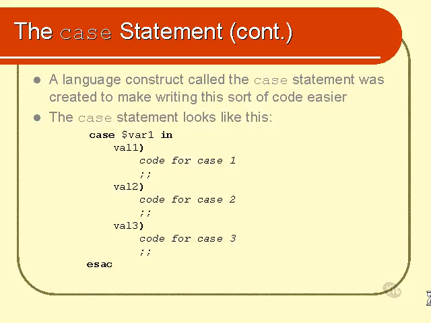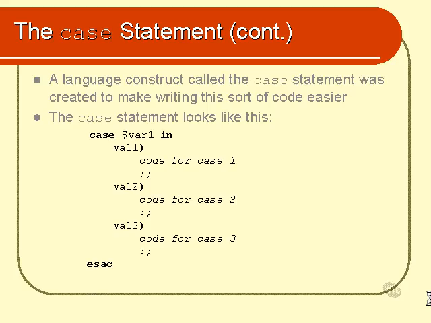We take our variable that we wish to compare to a bunch of values, and we put it in between the words case and in. And then for each of the different values that we want to compare it to, we put them on a line by themselves, and we put a round bracket after each option that we're comparing to. Then we put the code for that particular option.